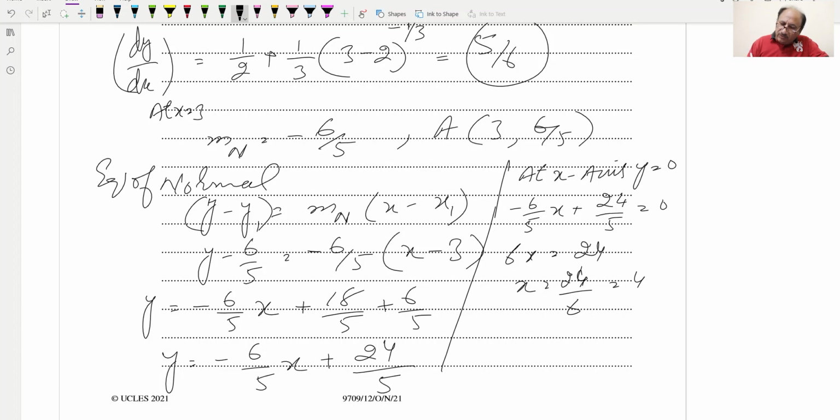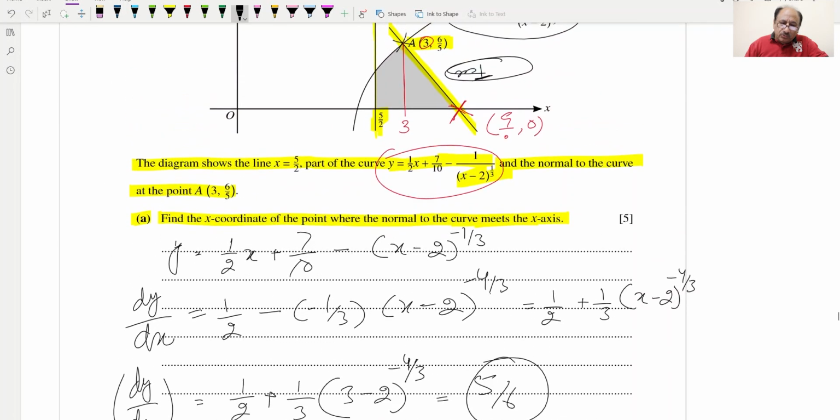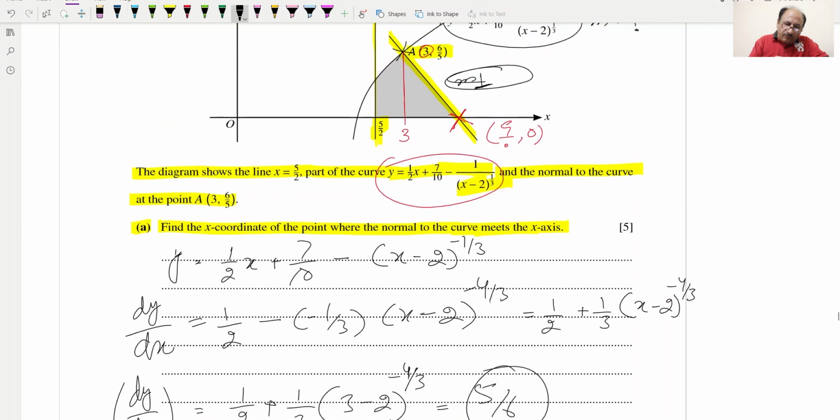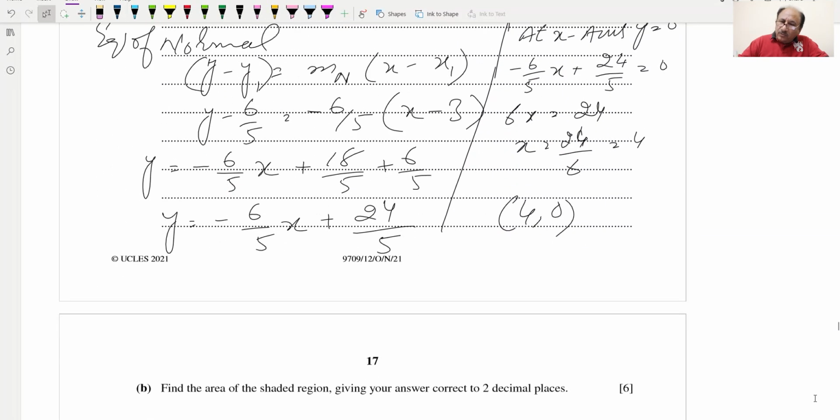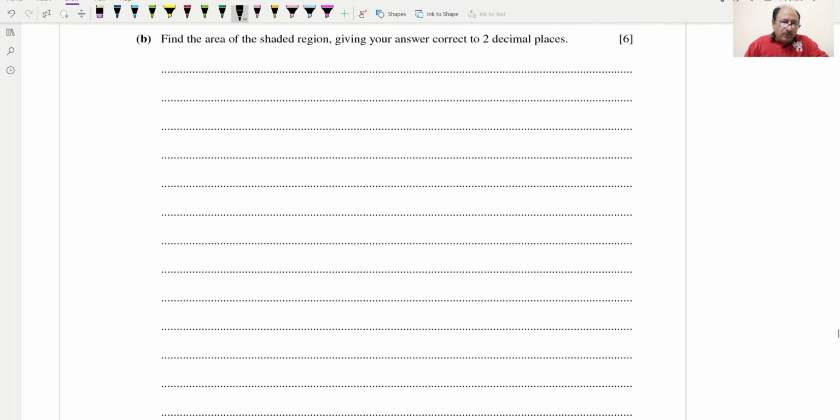So our point will be what? The point will be 4 and 0. So the x coordinate, they are asking us to find the x coordinate. So the x coordinate will be 4. This is basically our answer. Hopefully you understood this.